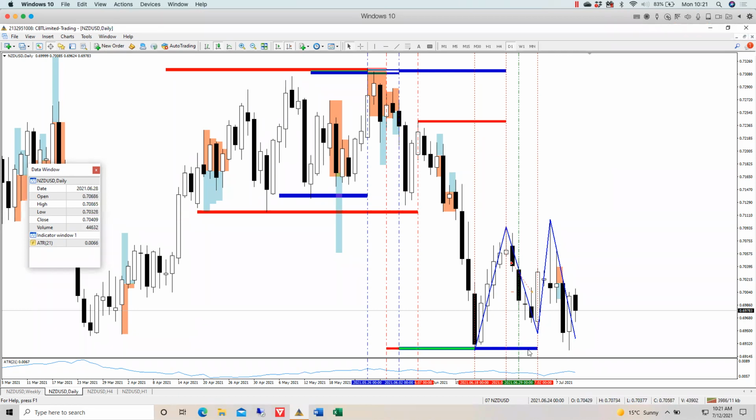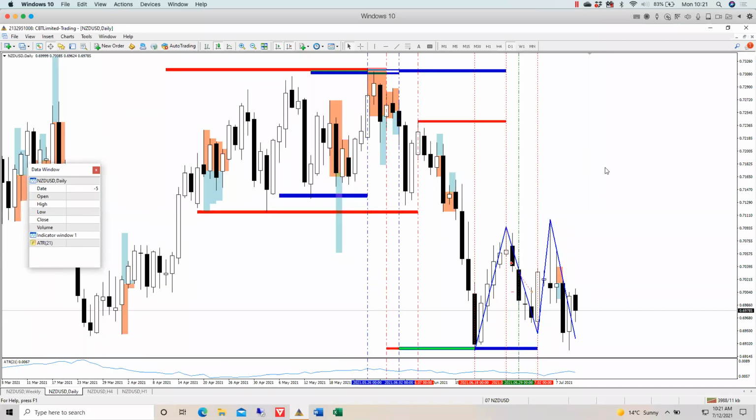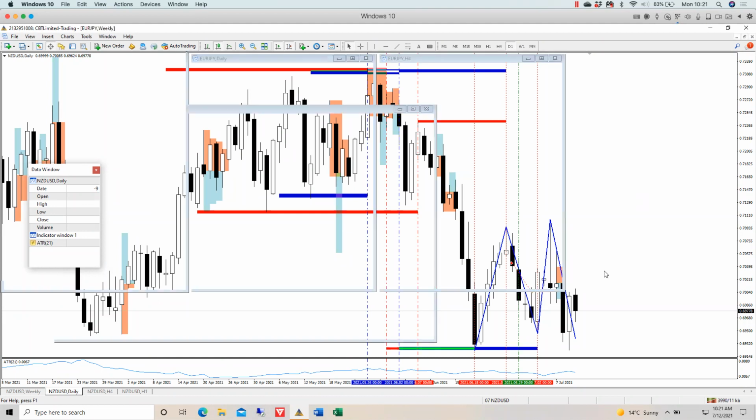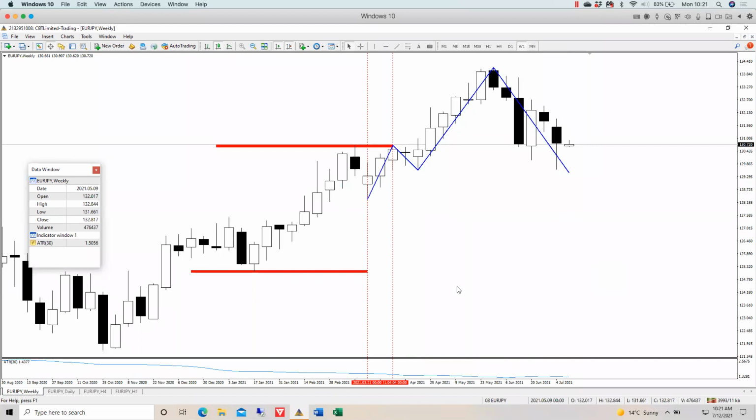This support level continues to be respected, and Friday it bounced off of it again, which gave us a very nice winner on an overlay. So just to whet your appetite for that a little bit more. All right. So nothing for us on Kiwi. Moving on to our yen crosses. As always, I'll go through all the yen crosses first.